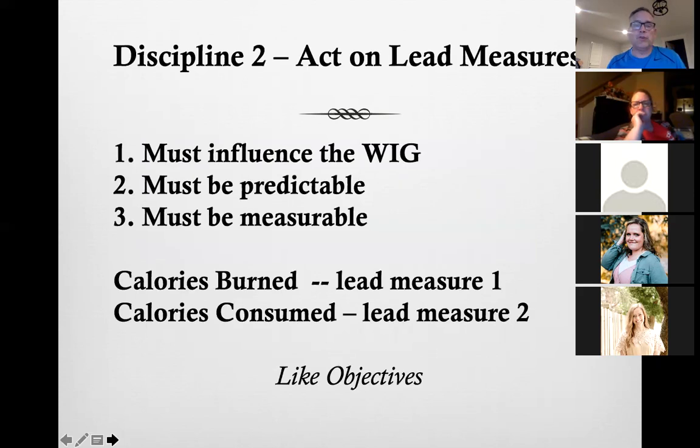All right, discipline 2. This is where the real change happens. Discipline 2, you need to act on lead measures, okay? So the weight goal, my weight, is a lag measure. I have to do something to influence that, and that's the lead measure. So here's the science of discipline 2. Your lead measures must influence the WIG, they must be predictable, and they must be measurable. And you should probably only have a couple of lead measures, okay?